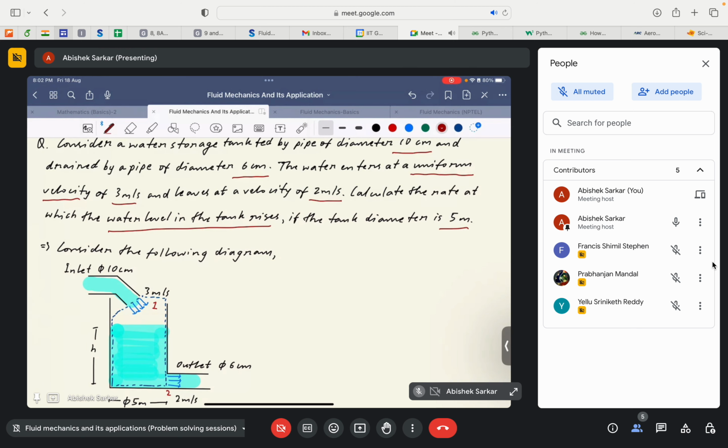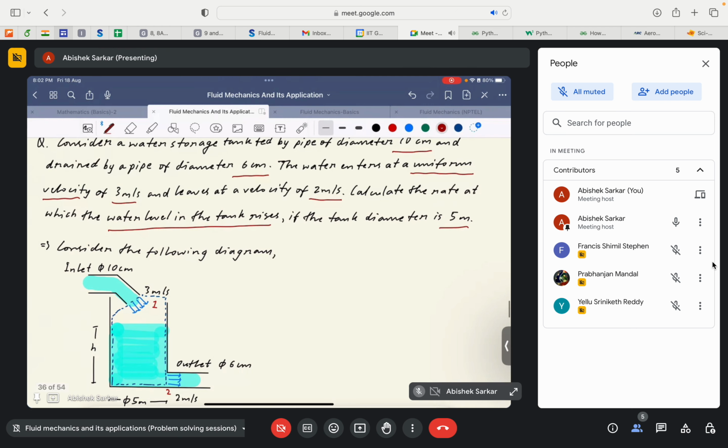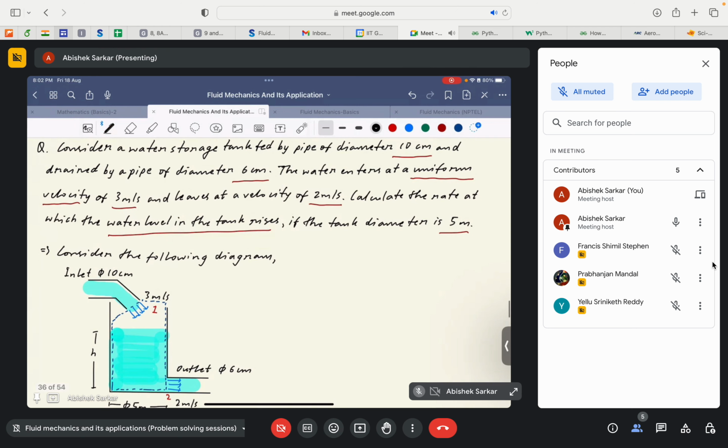So you can clearly see that if we consider our equation, it's a very good observation. That's what I wanted to point out. Thank you, Sriniket. I guess it was right. It was Sriniket, right? Yes.